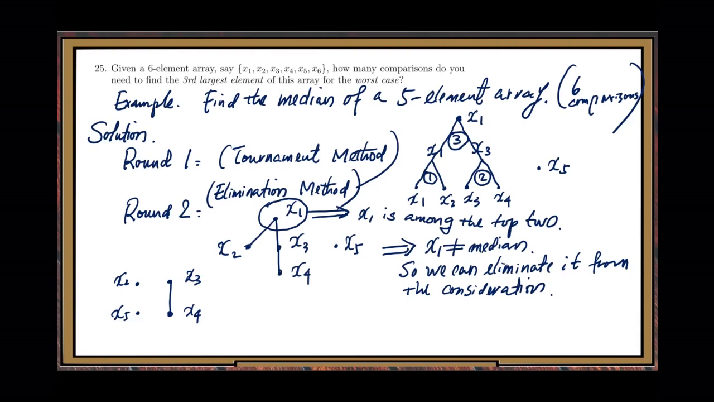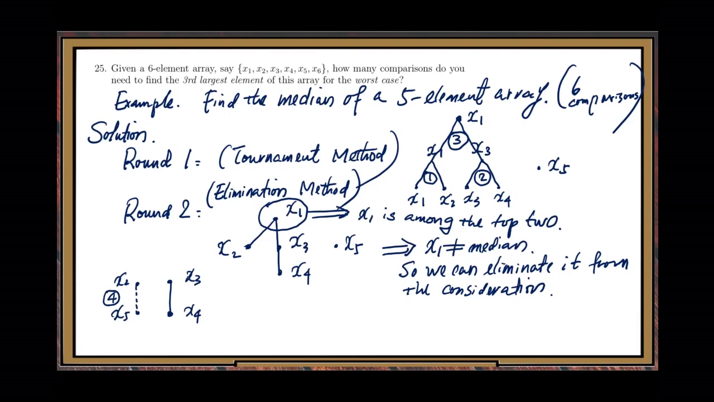Now, comparison number 4, we compare x2 and x5. This is comparison number 4. And we can assume x2 is greater than x5 without loss of generality, because these two cases are basically symmetric. So you only need to take one of the two to study. It's enough. So that's number 4.